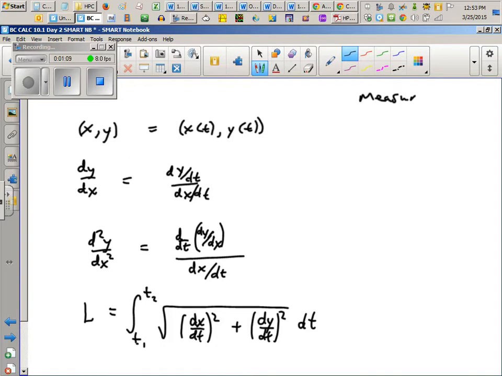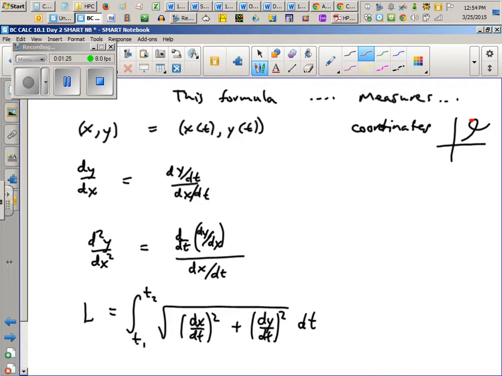So this formula measures what? Coordinates. This will help you find the actual coordinates of a point, right? So if your curve is kind of goofy, you can find the coordinates here. By the way, parametric functions can be quite silly looking. You'll see that in a minute. I can actually do a Google image search of parametric graphs, and you'll see there's all sorts of crazy graphs out there, way more interesting than your typical XY graphs.